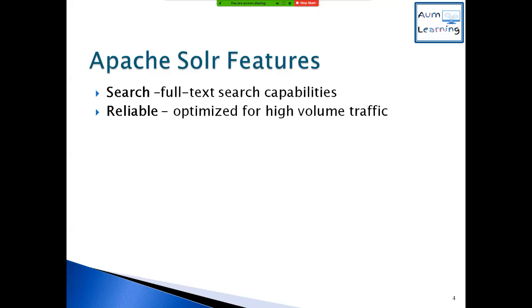Solr is highly reliable software. So how can we define the reliability of software? The reliability of software is the probability of failure-free software operations for a specific period of time in a specified environment. Solr is optimized for high volume traffic. It can handle high volume data.